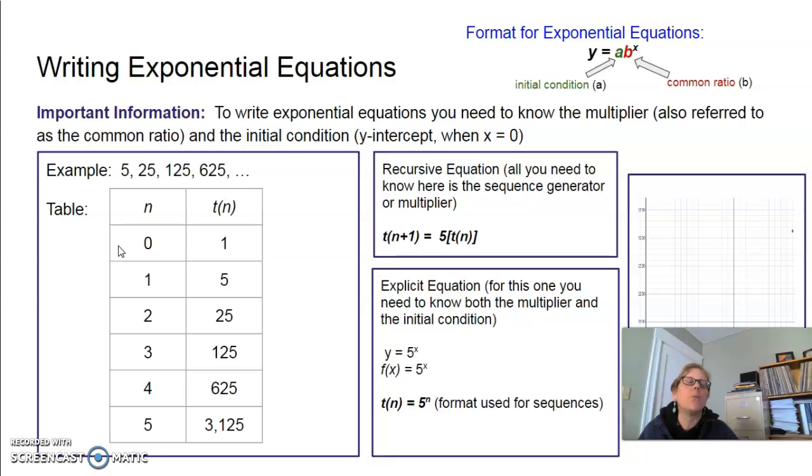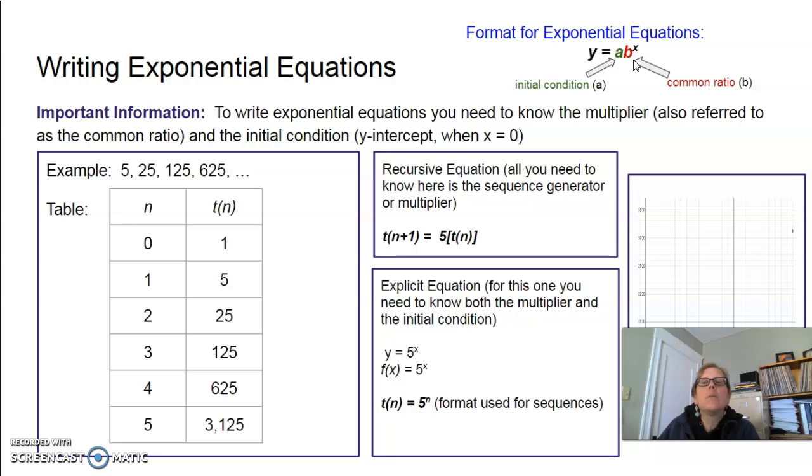Just like we need to know the y-intercept for linear equations, we also need to know the y-intercept for exponential equations, and that is also what happens when, basically in this case, n is 0. If I had this as x and y, it would be what would happen when x is equal to 0. So you're going to see me using those interchangeably. All right, so right here, let's look back up at this.